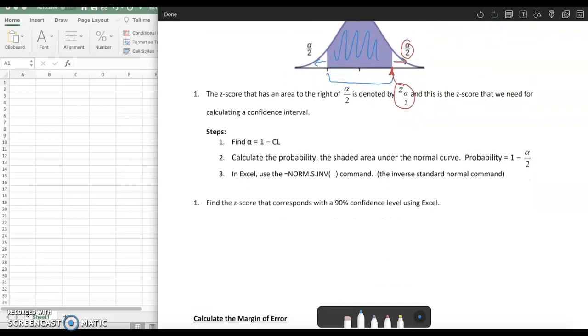So our steps are going to be, we're going to be given a confidence level, CL. We're first going to use our complement rule to find the alpha value that goes along with that. Then we are going to calculate the probability, or the shaded area under the normal curve, by using this formula. That probability equals 1 minus alpha over 2. And then we are going to jump over to Excel and use the NORM.S.INV command. This is the inverse of a standard normal command because, again, we're finding z-scores, which means we're working in a standard normal curve. So let's see how one of these works.